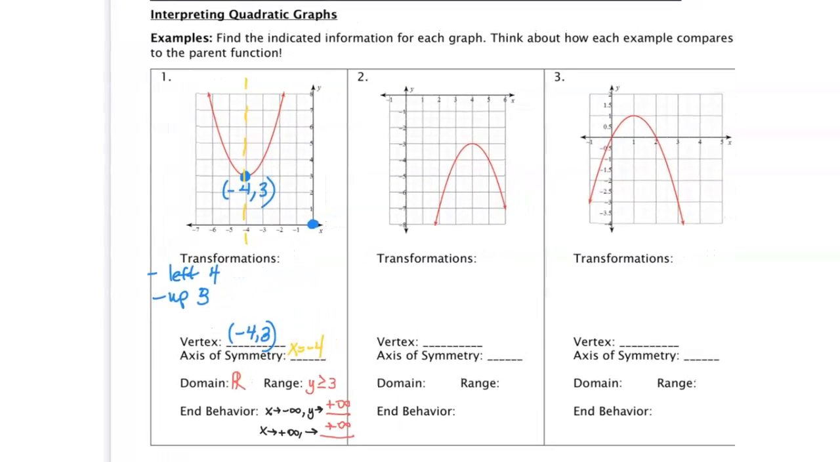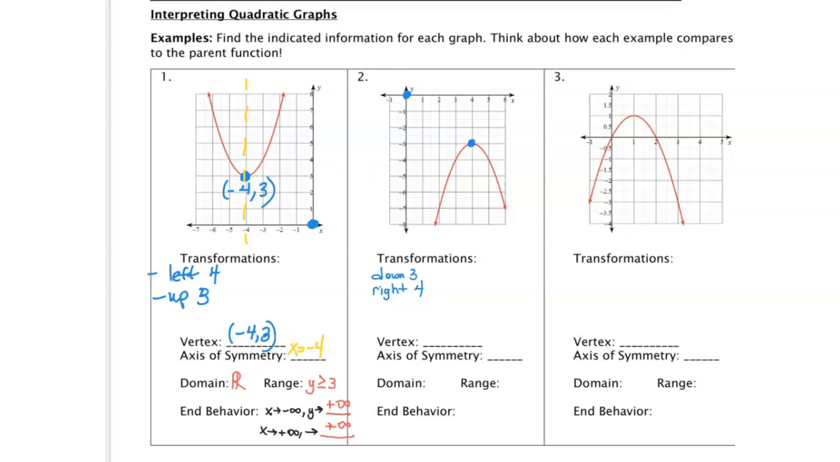Number 2. Let's again remember that the original vertex is at 0, 0 for our parent function. But here's our newest vertex. Well, let's see what shift has been made. So we've gone down by 3. So one transformation is down 3. And then how do we get to this point from here? We would also have to move over by 4. And we're going over by 4 to the right. So right 4. So those are shifts.